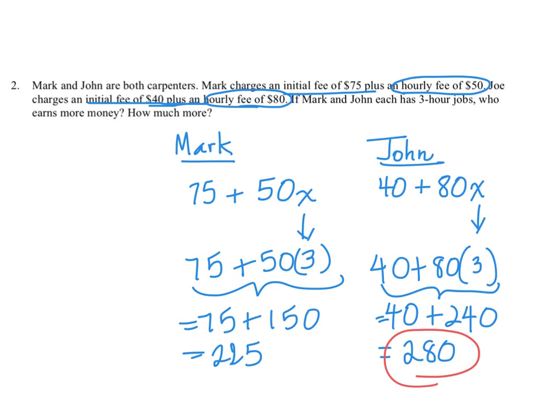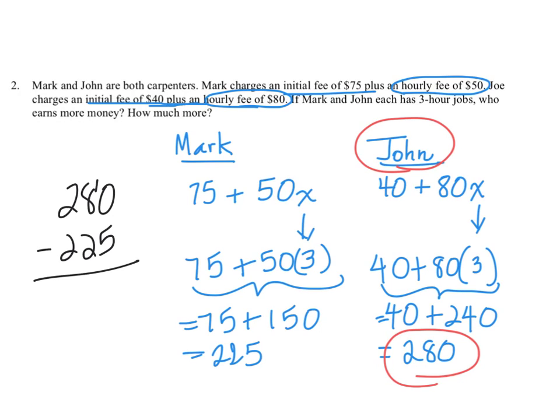John earns more than Mark, and to find the difference between both earnings, we would subtract 280 minus 225. The difference is 55. John earns $55 more than Mark in a 3-hour job. Now you try question number 2 on your homework assignment.